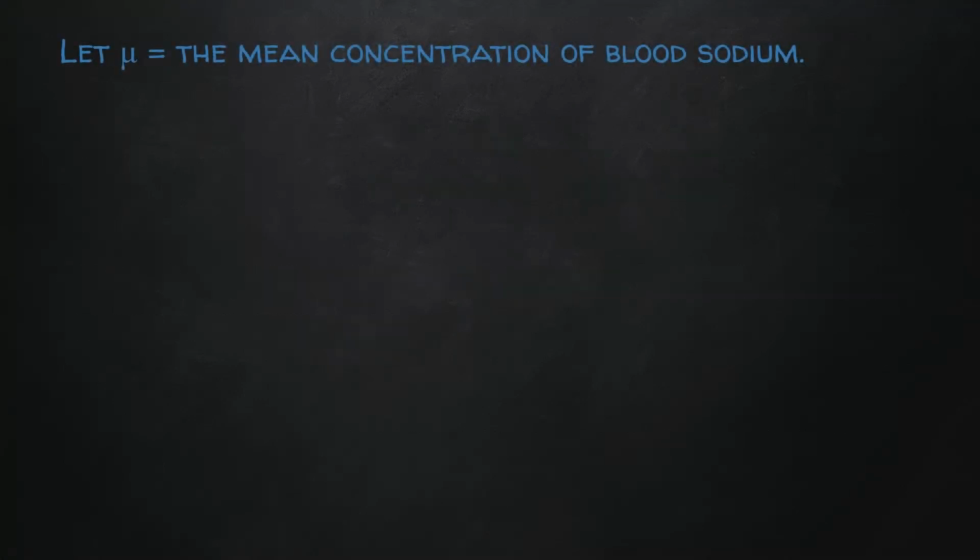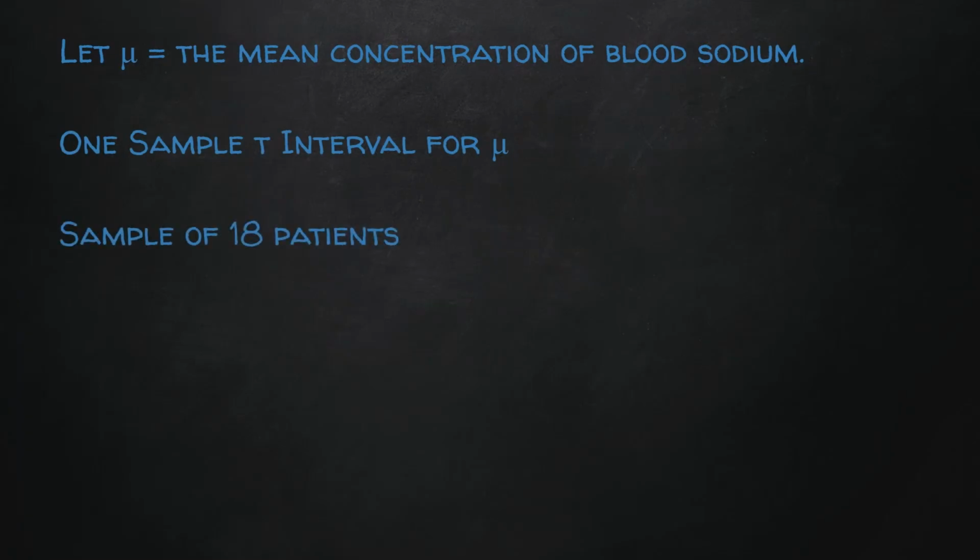Well, we're going to start this process by defining our parameter. We're going to say let mu equal the mean concentration of blood sodium. Our procedure is a one sample T interval for mu. Then we would check our conditions. We have a sample of 18 patients.